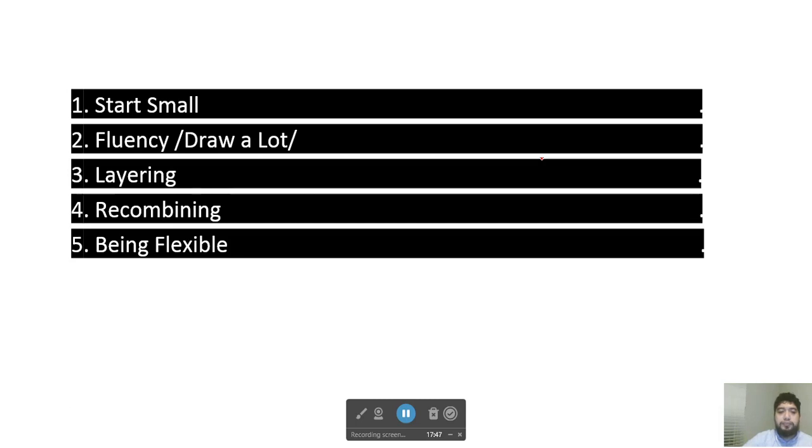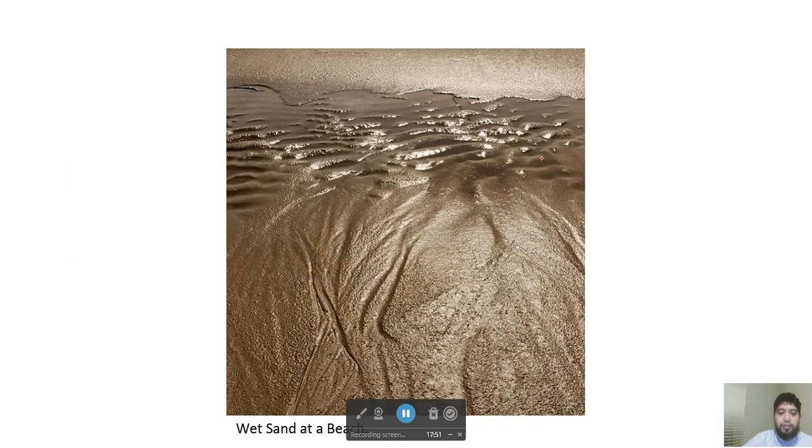Being flexible. I like to talk about the wet sand at the beach. I don't know if you ever played around with wet sand, but as you start squishing it up, your hand starts falling in, and it creates this sort of castle shape, like this, of wet sand.